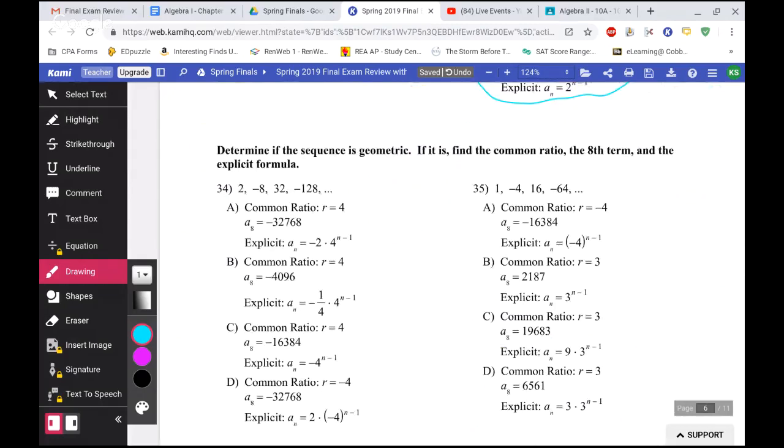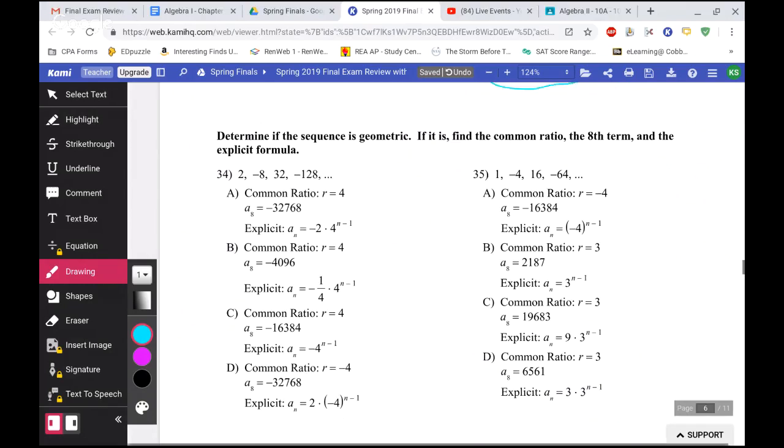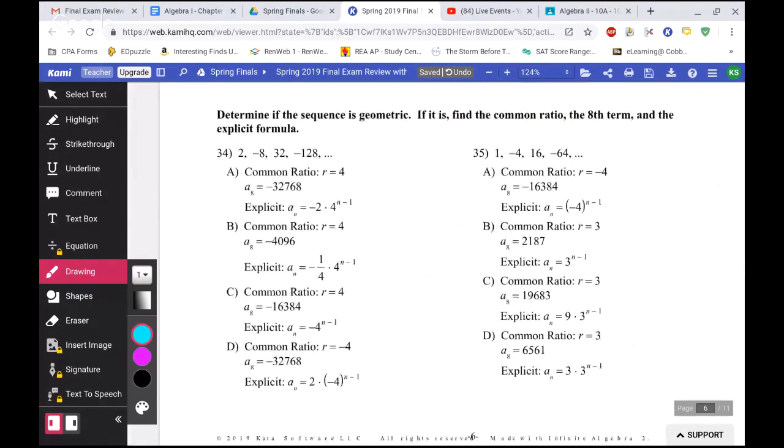Determine if the sequence is geometric. If it is, find the common ratio and the eighth term. Now, Rachel, this is going to be one where you're definitely going to want to plug it back into the formula because you're not extending the sequence. You're actually looking for something further on down the line.